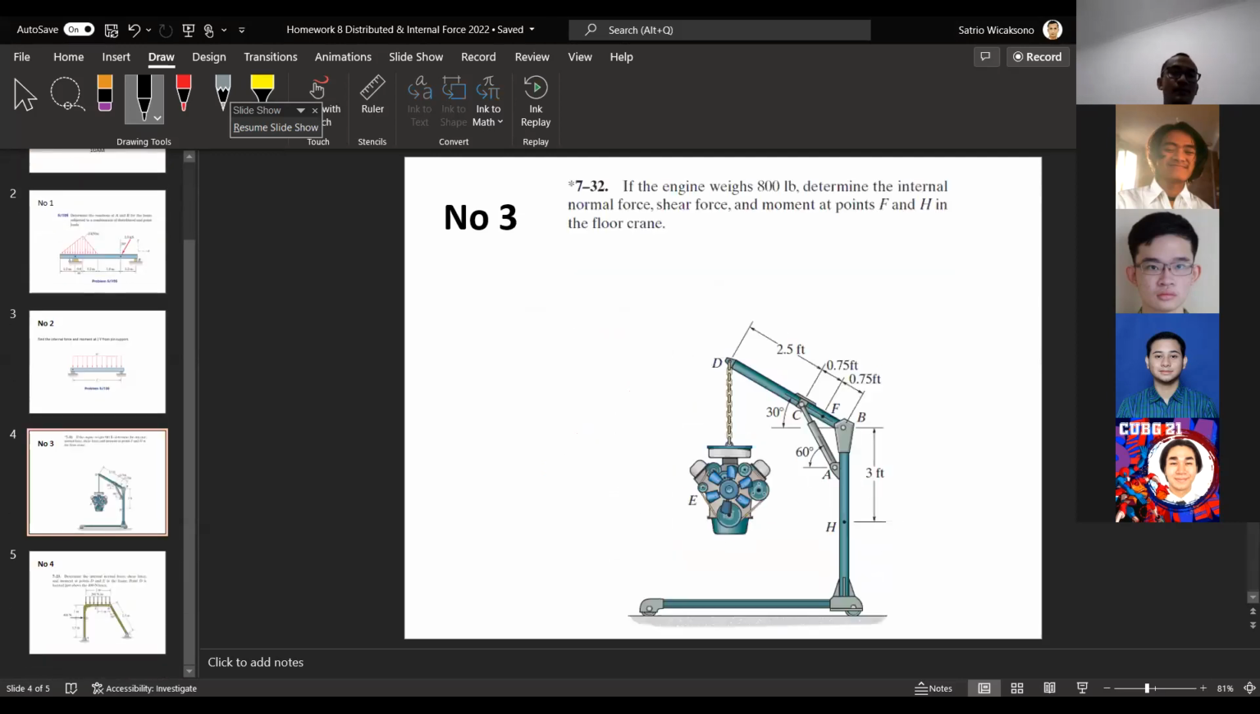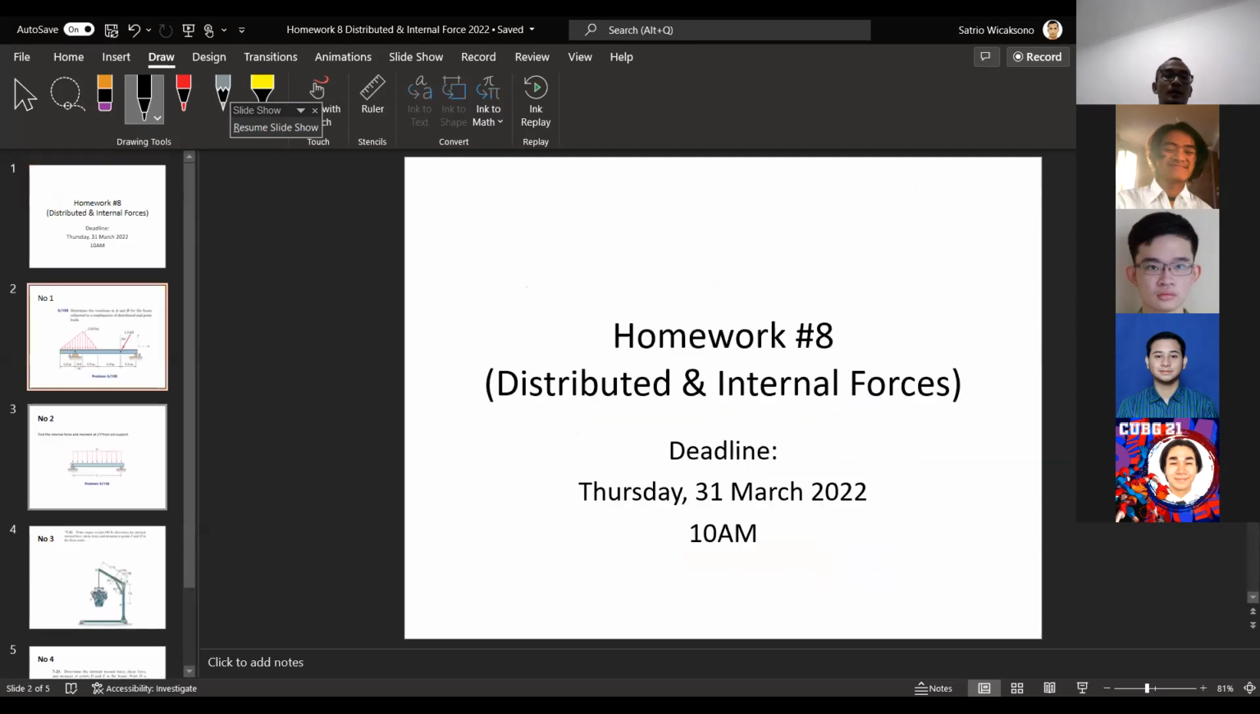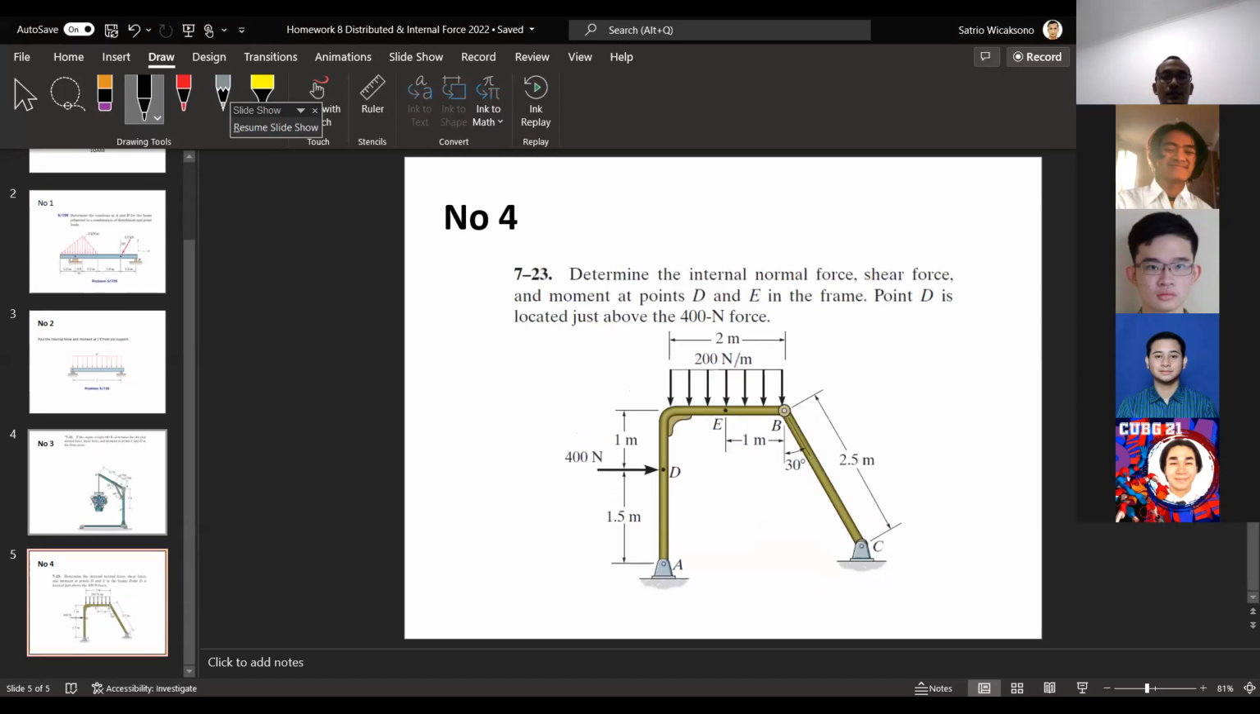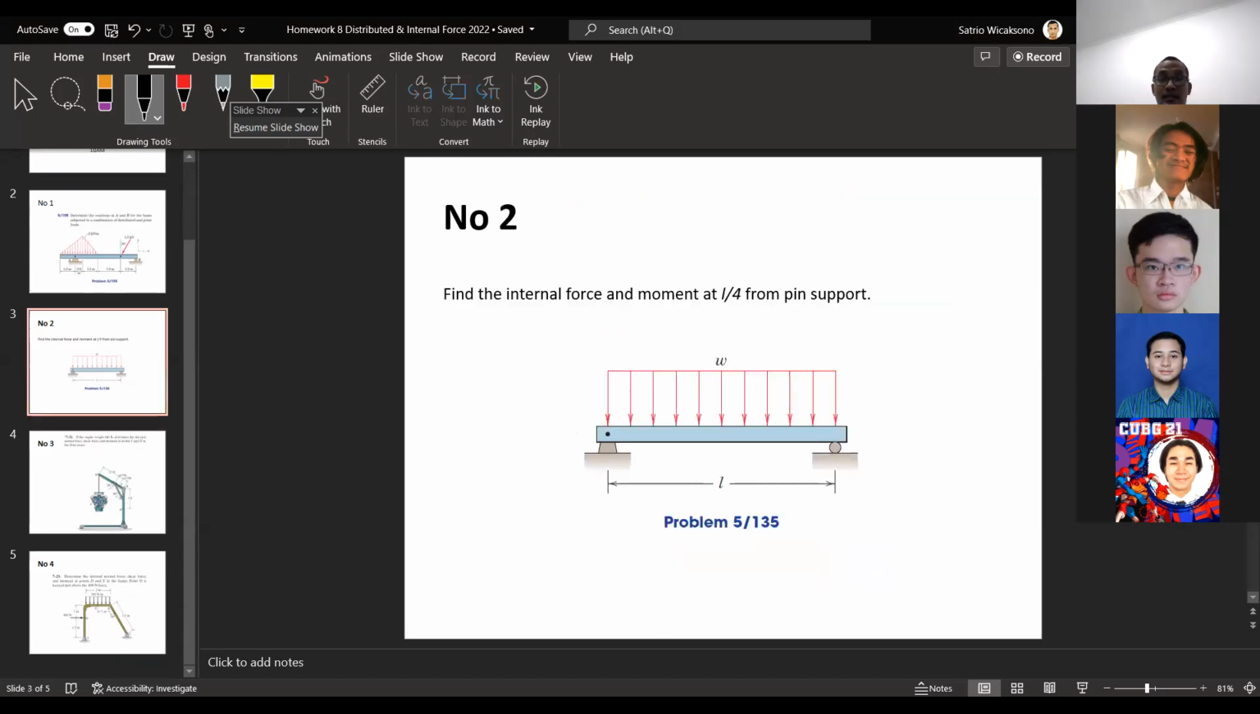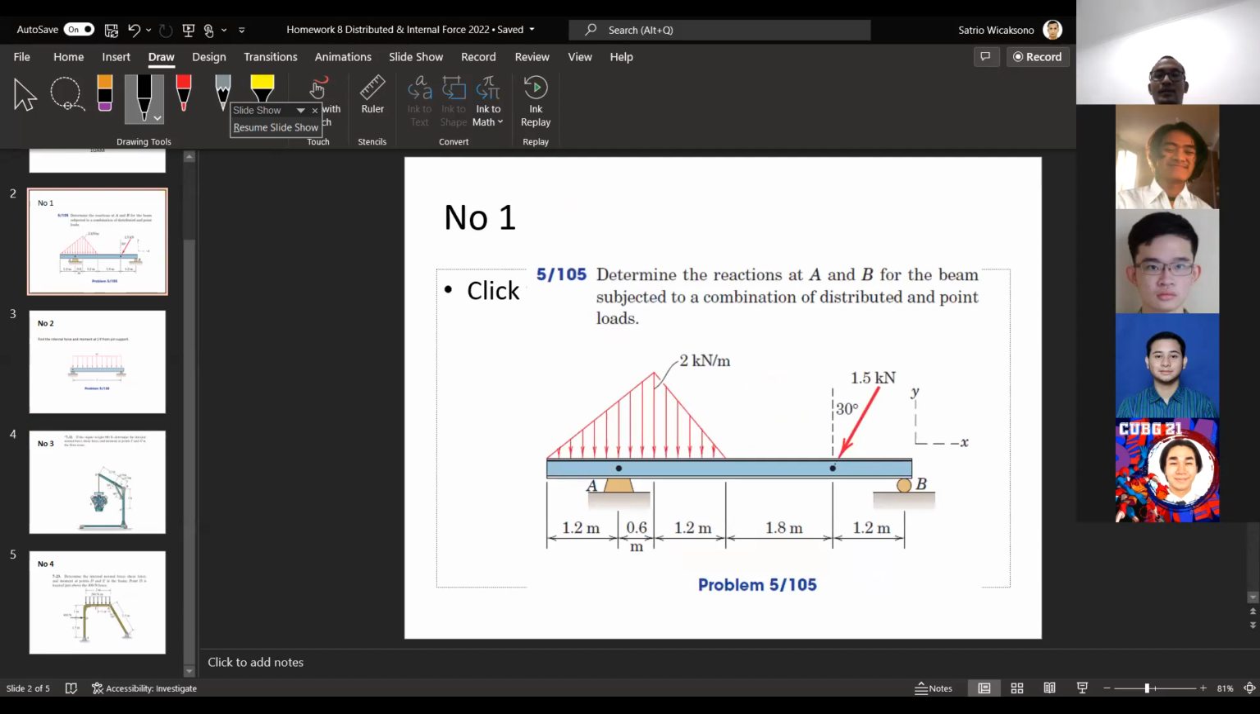So try it first based on our discussion today to calculate the internal force here and here and here, and to calculate the external force due to the distributed force here. As usual, at the start of our class on Thursday next week, I will try to discuss a little bit on our homework. Then we will continue with the internal force and moment diagram.